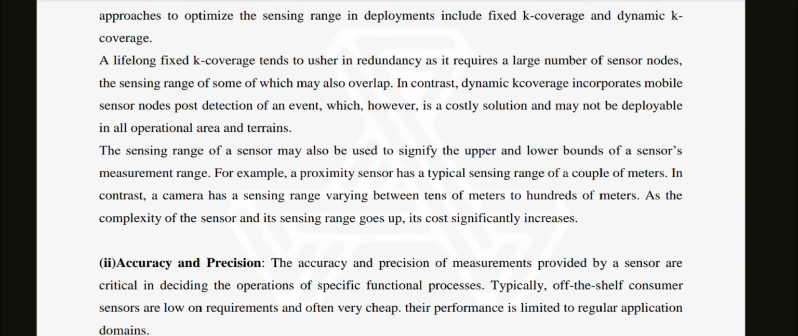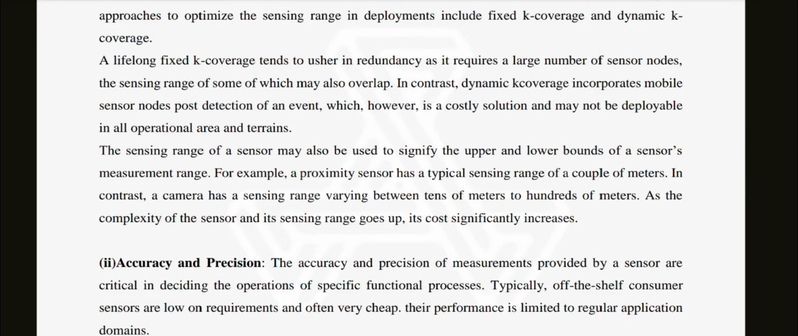In contrast, dynamic K coverage incorporates mobile sensor nodes post detection of an event, which however is a costly solution and need not be deployable in all operational areas and terrains.